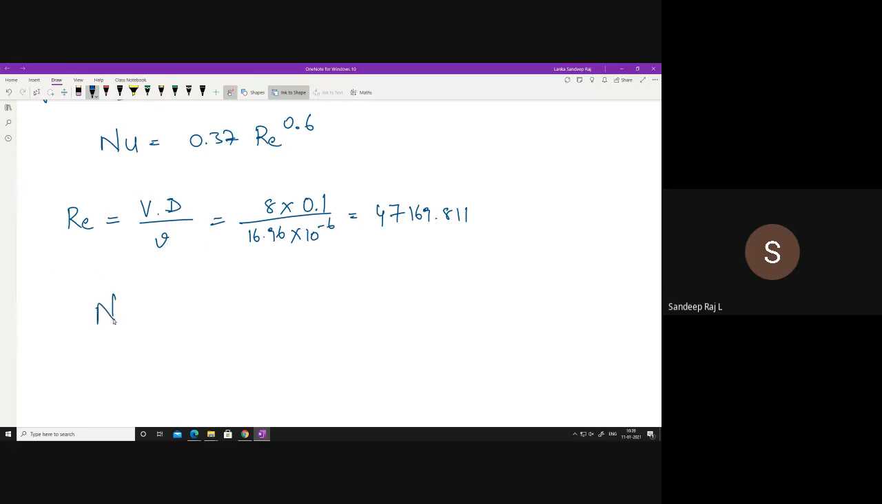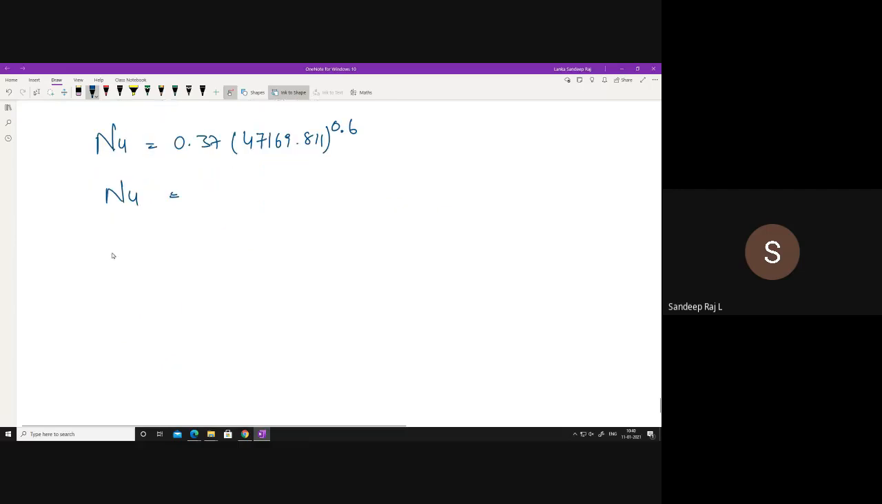So now let's get the Nusselt number. Nu is equal to 0.37 into 47169.811 power 0.6. That is the Nusselt number value. Tell me what is this Nusselt number value. The Nusselt number formula will again be hD by k. You will not have any L here. In this, you need the value of k for finding the h value.